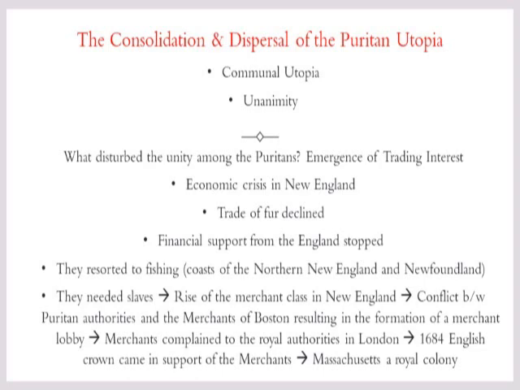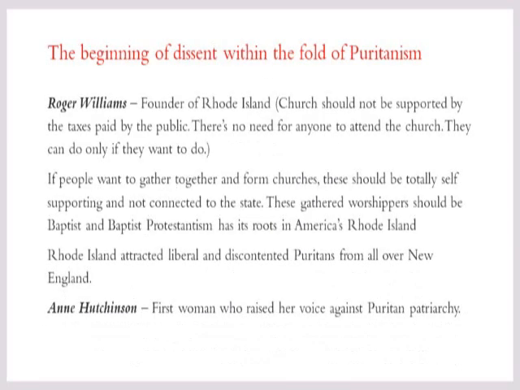Moving on to the next slide. The beginning of dissent within the fold of Puritanism. Not only because of the trading interest, there were other things that were responsible for the dissent among the Puritanism. First, the founder of Rhode Island, Roger Williams, was very liberal, and he said that the church should not be supported by the taxes paid by the public. There is no need for anyone to attend the church. They can do so only if they want to. If people want to gather together and form churches, these should be totally self-supporting and not connected to the state.